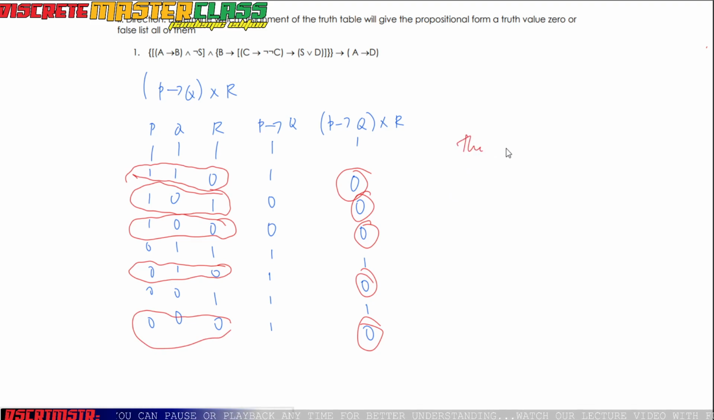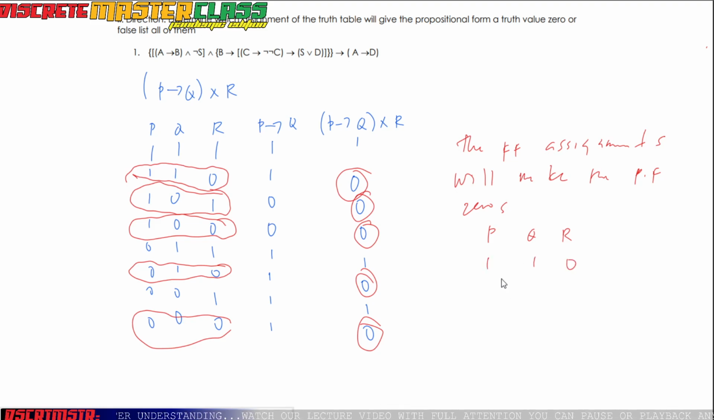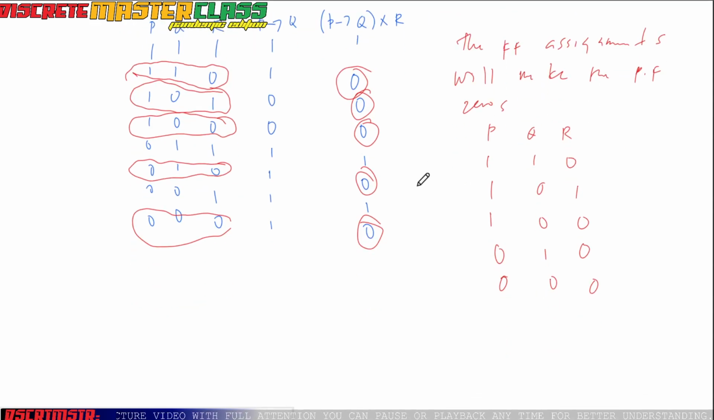Sabihin mo, the following assignment will make the propositional form zeros. So, pwede mo ilista ng ganito, P, Q, R. So, pwede kang magkaroon ng 1, 1, 0. That's the first assignment na kung saan 0, 1, 0, 1, 1, 0, 0, 0, 1, 0. Lastly is 0, 0, 0. Okay? So, gagawin mo yon for number 1 and number 2.